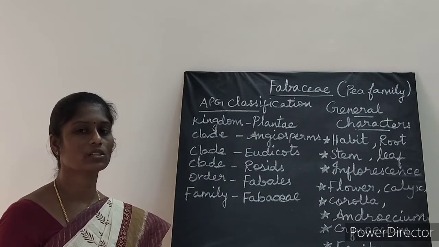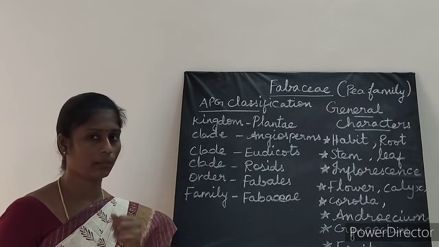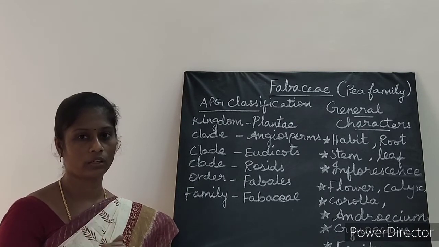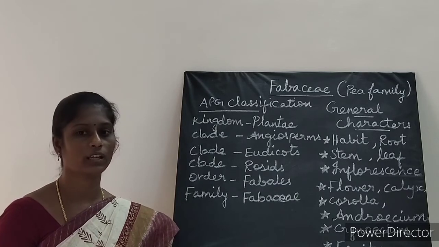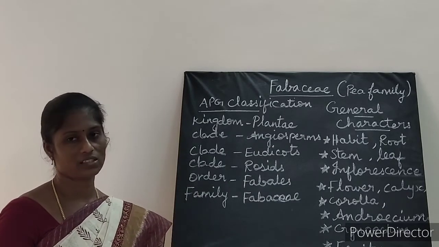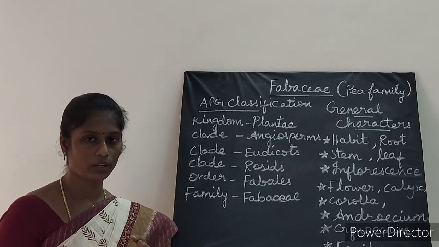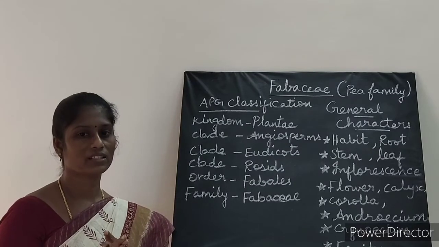So gynoecium here it is called monocarpellary. Gynoecium is monocarpellary, single carpel and unilocular. Only one locule is present. Ovary is superior here, and then with two rows of ovules. Marginal placentation. Okay, so monocarpellary, unilocular, superior ovary, and then marginal placentation.